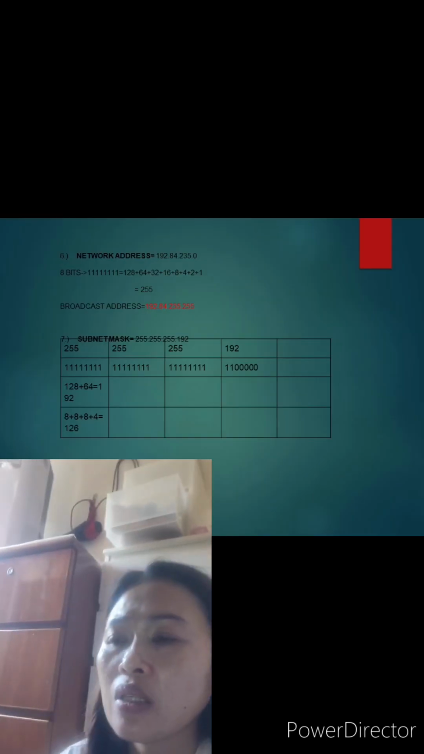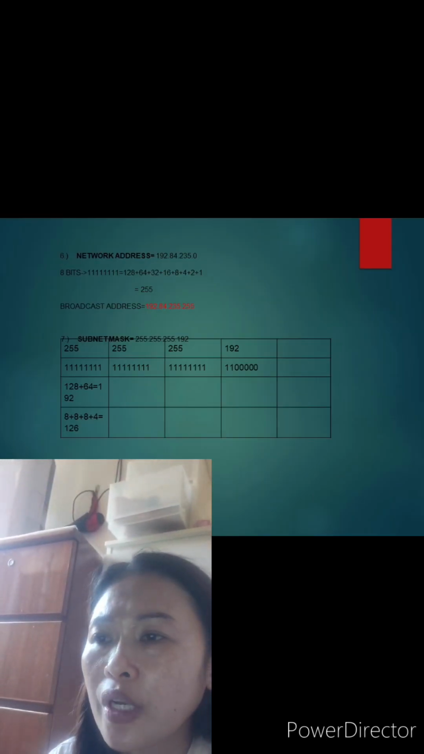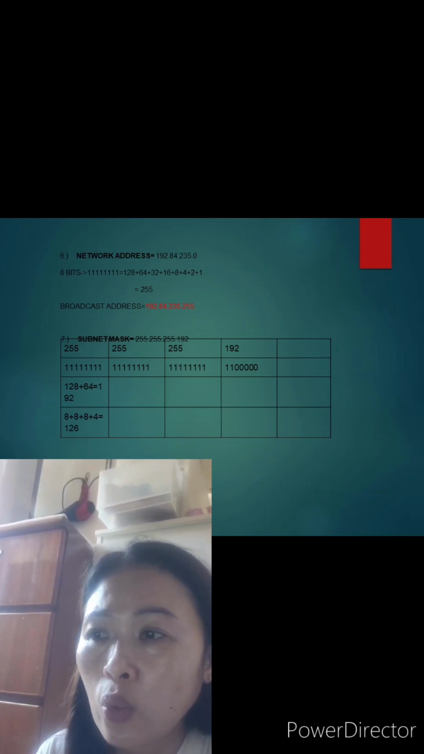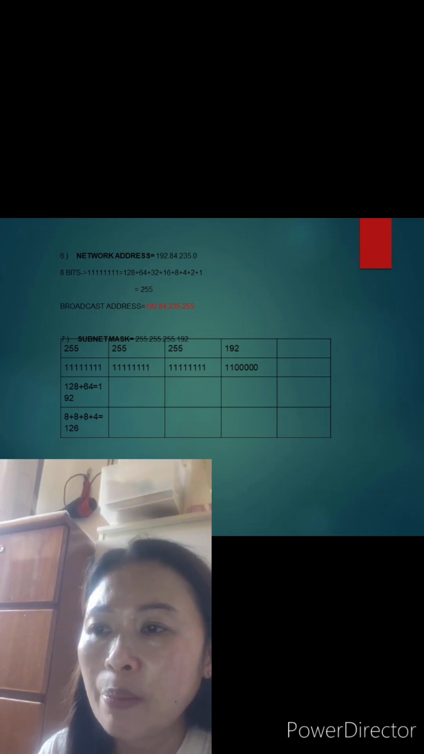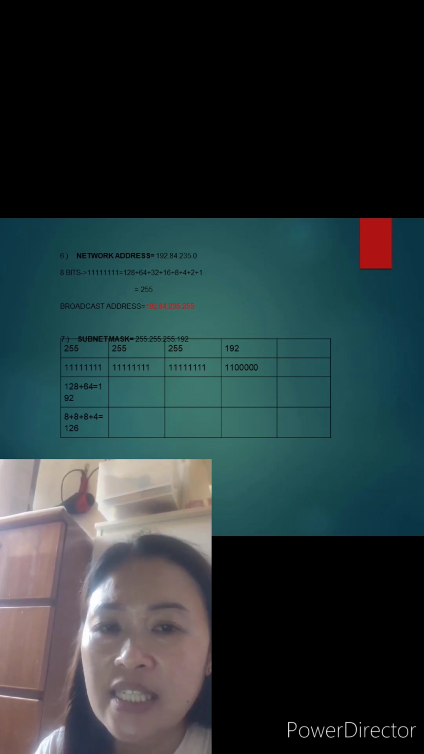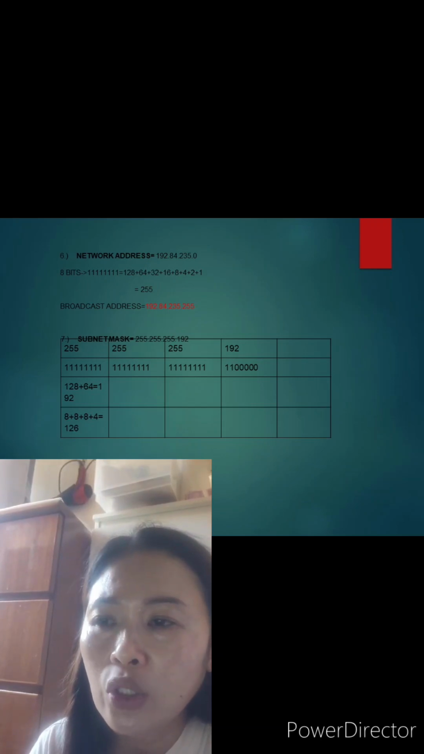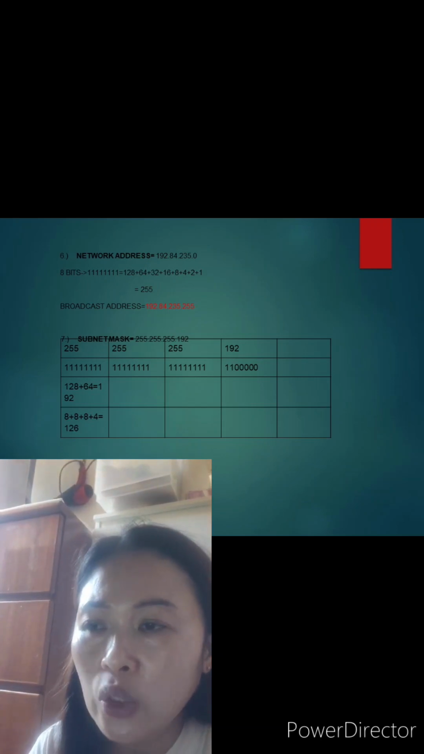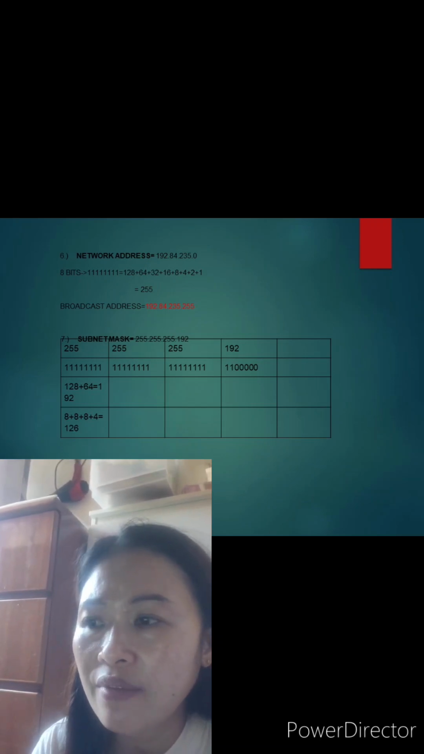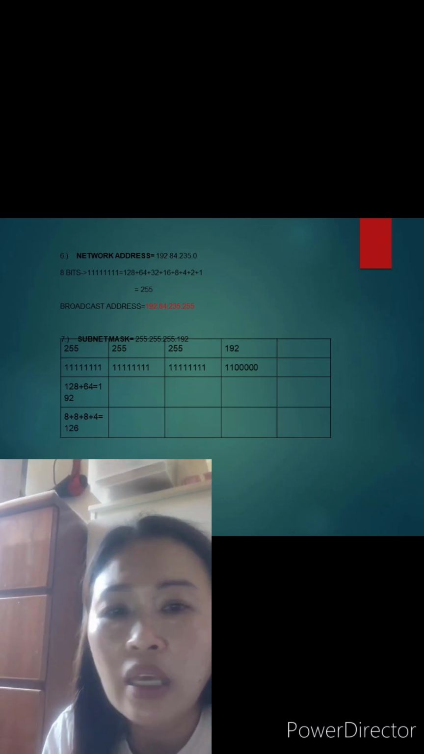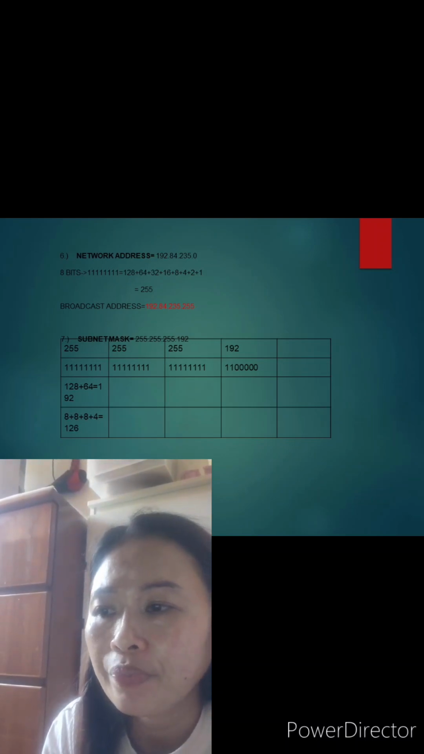Number 6 is the network address 192.84.235.0. Its bits are 1 2 3 4 5 6 7 8 ones, and then 1 equals 128 plus 64 plus 32 plus 16 plus 8 plus 4 plus 2 plus 1. The broadcast address will be, I just copy it, 192.84.32.235.255. Let's proceed to number 7. Subnet mask will be 255.255.255.92. As you can see in the table, I have given already the solution.